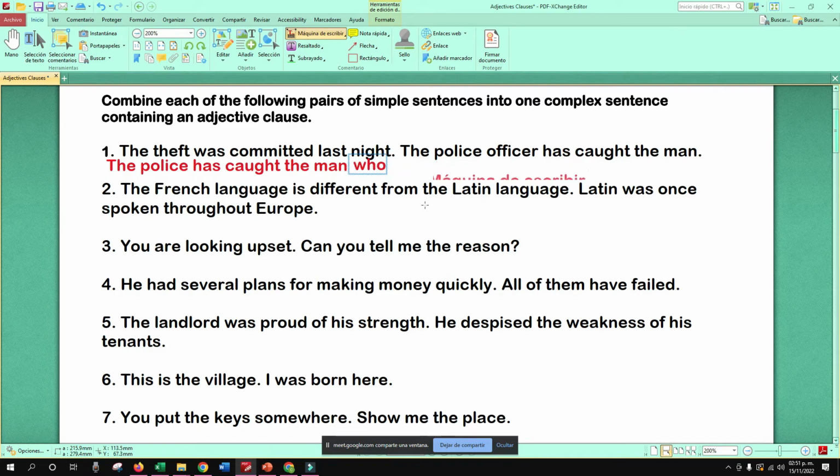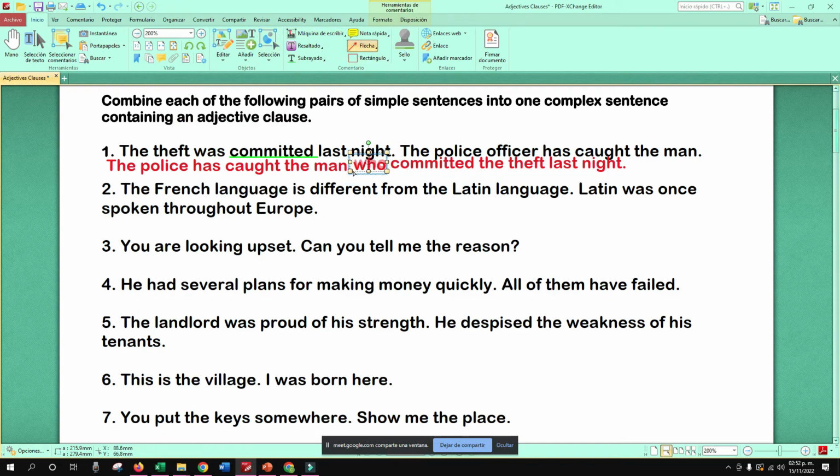What did the man do? ¿Qué hizo este hombre? Committed, right? Cometió un robo, ¿verdad? Entonces, the police has caught the man who committed the theft, right? Last night. When? Last night, right?